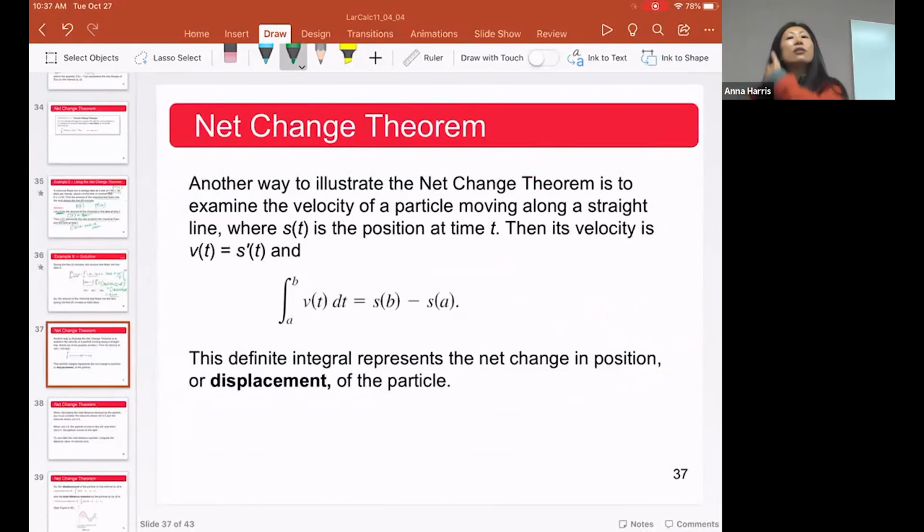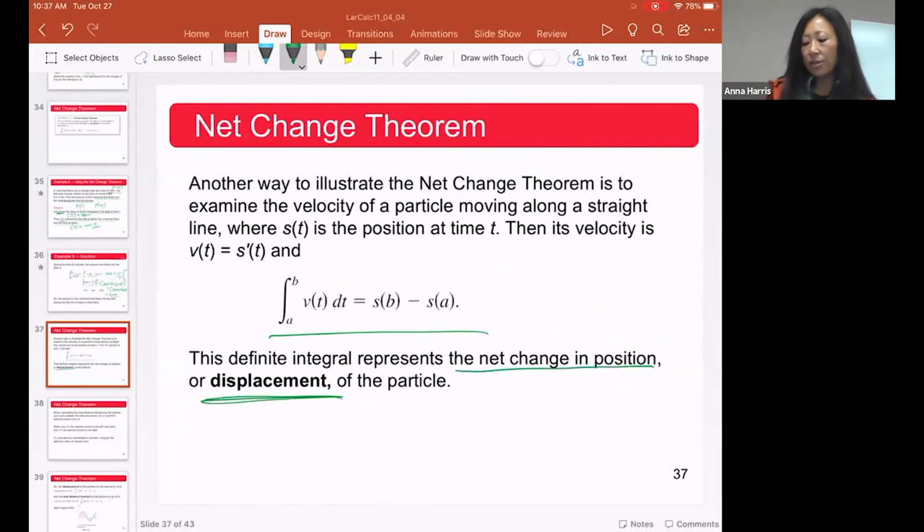Another one is, you can think of distance. Another way to illustrate the net change theorem is to examine the velocity of a particle moving along a straight line, where s of t is the position at time t, and the velocity is v of t, which is the same as s prime of t. So you can think of that. So this is a displacement. The definite integral represents the net change in position, the displacement. By the way, displacement means it's a net change.